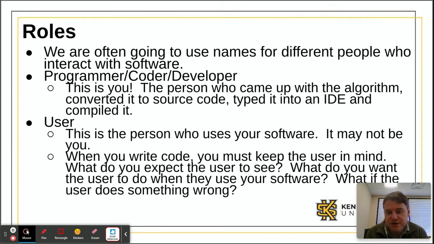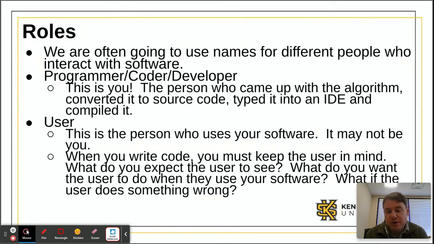All right, so first off, we need to talk about the different people that are involved in your coding exercises. We use these terms quite frequently, and so I want you to be aware of what they are. You, as a person who is writing the software, are a programmer. You might be called a coder, you might be called a developer. All of those words are basically interchangeable. The coder, the developer, the programmer is the person who sits down, creates an algorithm, converts the algorithm into source code, types it into the IDE, compiles it, and eventually ships it.